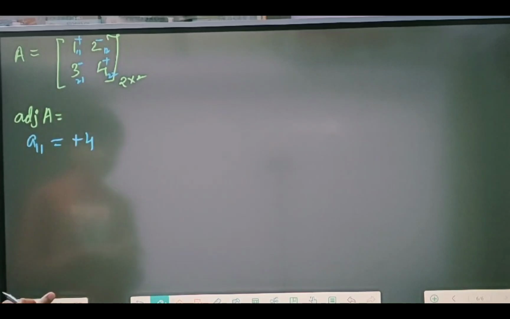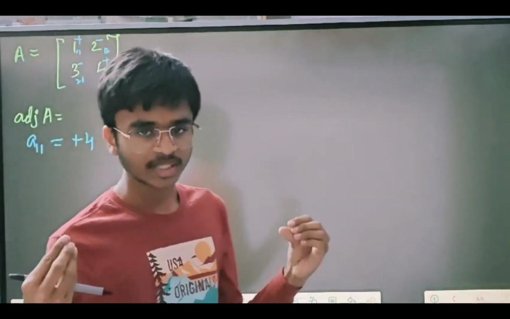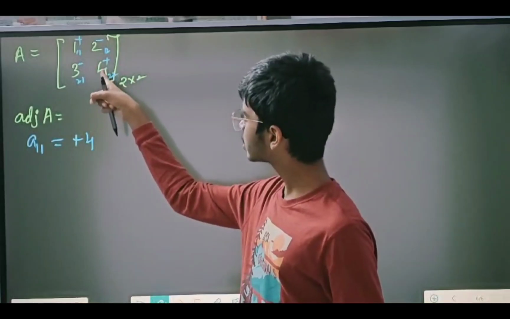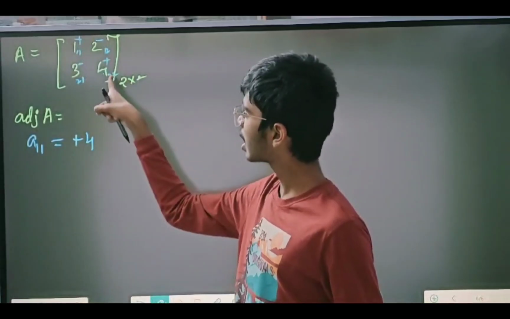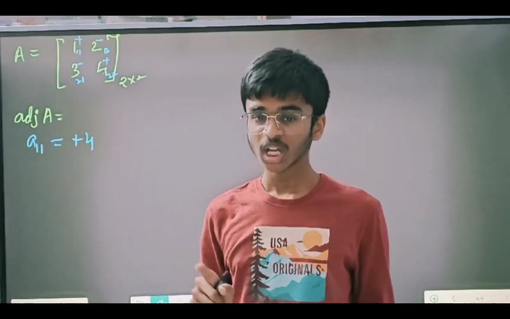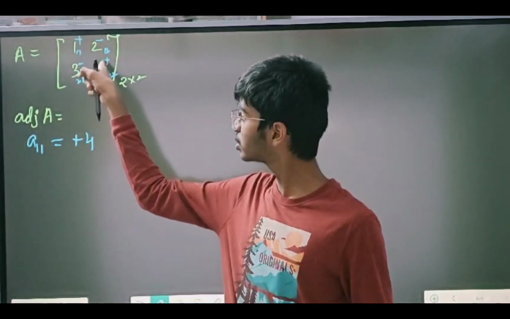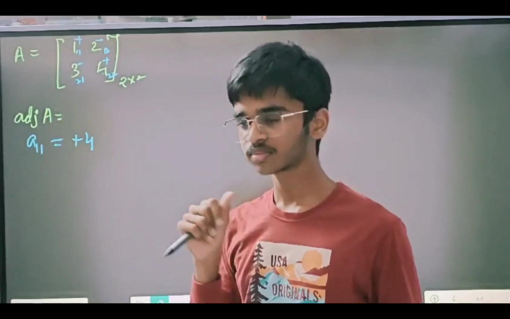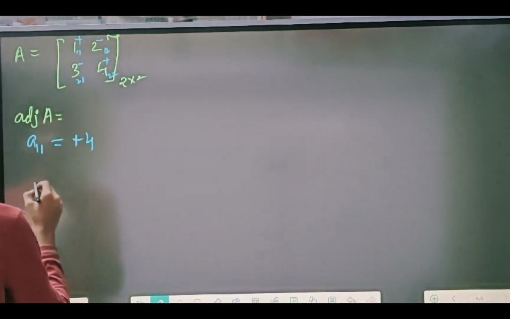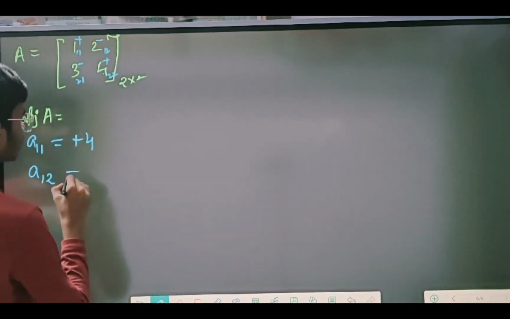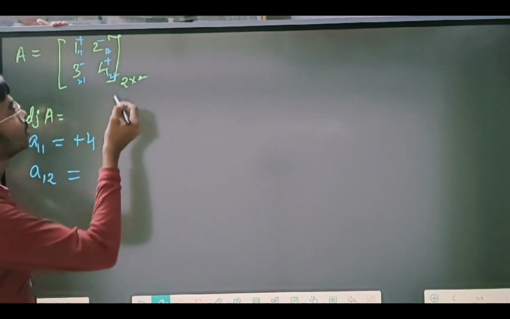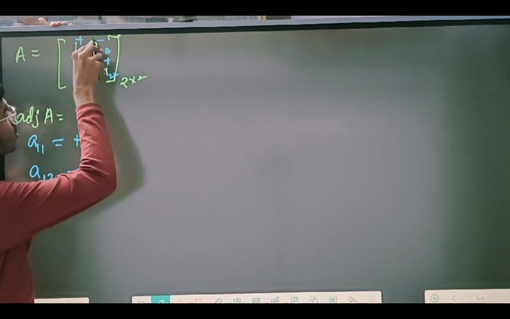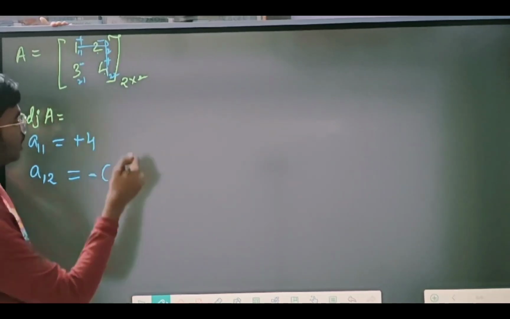Make sure of this: the plus 4 is not because here is plus and here is 4. It is because here is the plus sign, and there is 4 here. So I have written plus here. Next is A12. A12 is going to be negative into this one. So this is 2 now; delete this, it will be 3.